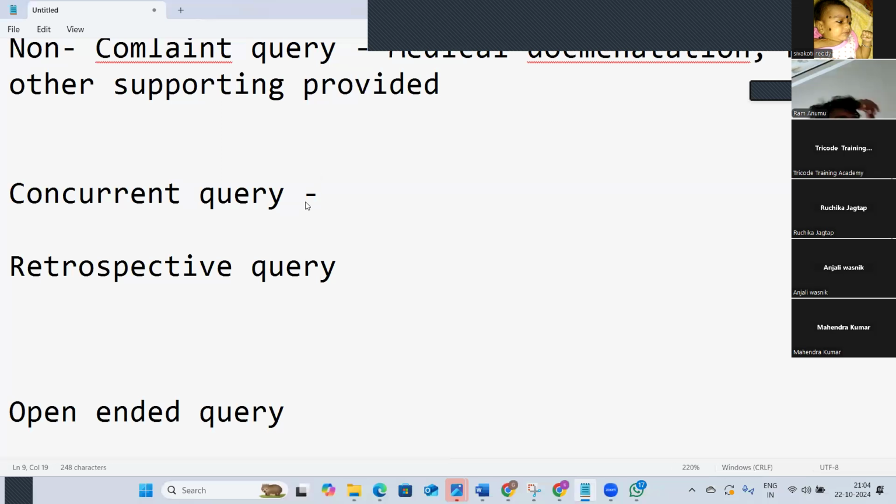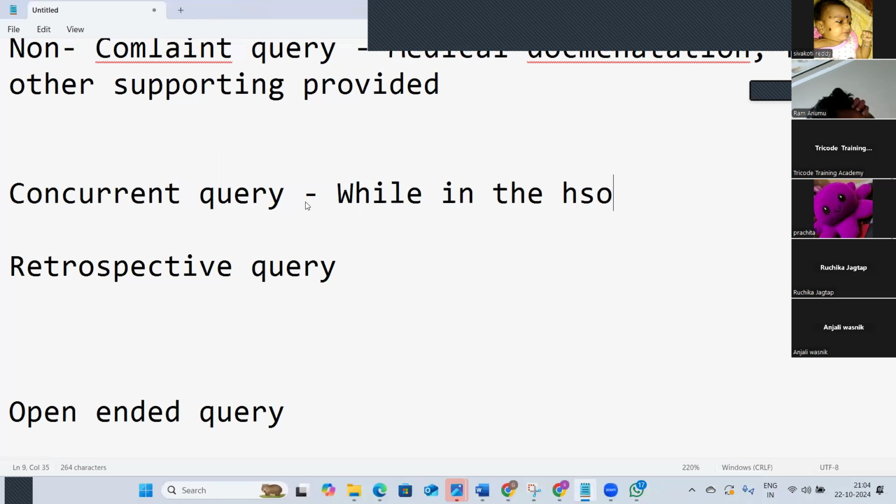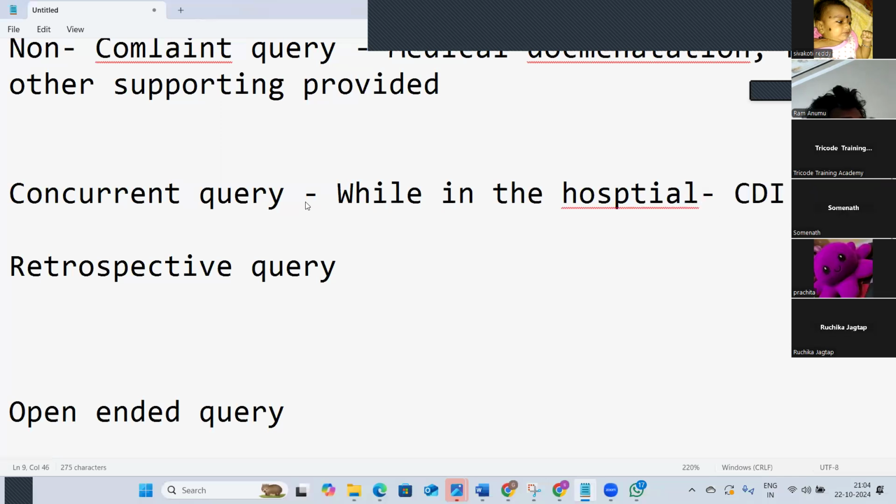A query raised while the patient is present, while admitted, while in the hospital, correct? In hospital only. Who will raise these queries? CDI coders. Correct.